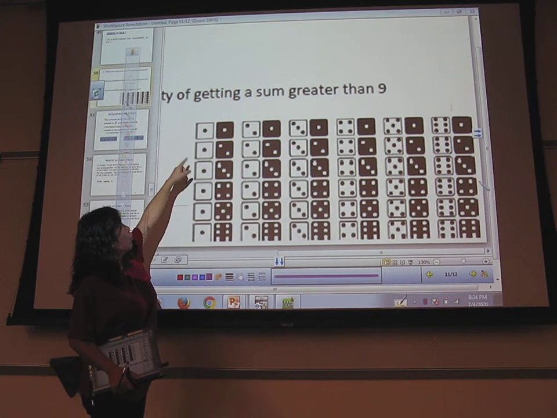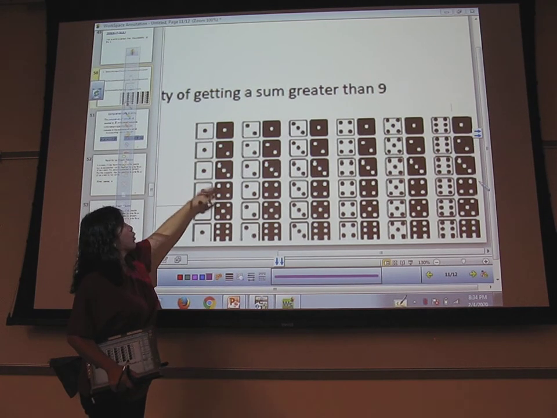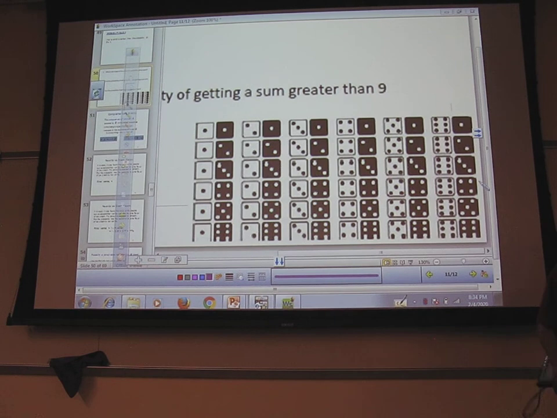So you have 1, 2, 3, 4, 5, 6 ways of rolling the second dice, and 1, 2, 3, 4, 5, 6 ways of rolling the first dice. So altogether you have 6 times 6, 36 different ways of rolling 2 dice. So how many of them have, first of all, a sum greater than 9? Is 9 greater than 9? No. So you need 10, 11, and 12.